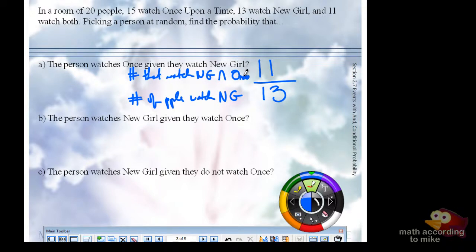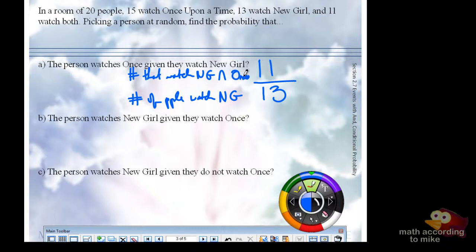So the numerator is always an intersection. Now there might be no overlap, like we saw with the Jack and the 4 example. So basically, let's suppose you have those 20 people in the room, and you ask which ones of you watch New Girl? And everyone who doesn't watch New Girl leaves the room. Now you say to the remaining 13 people, which ones of you watch Once Upon a Time? Then 11 people put their hands up. So 11 out of 13.